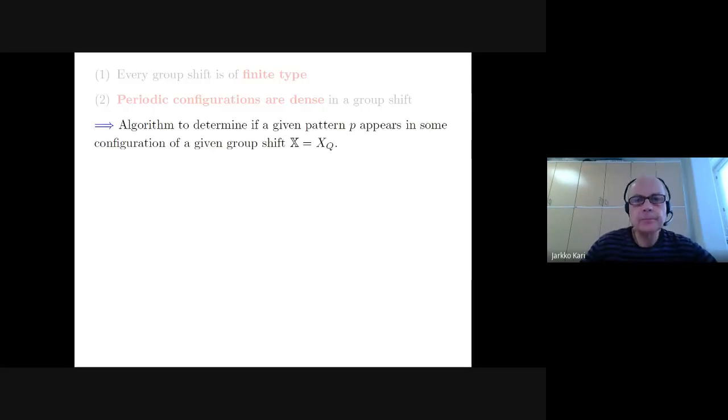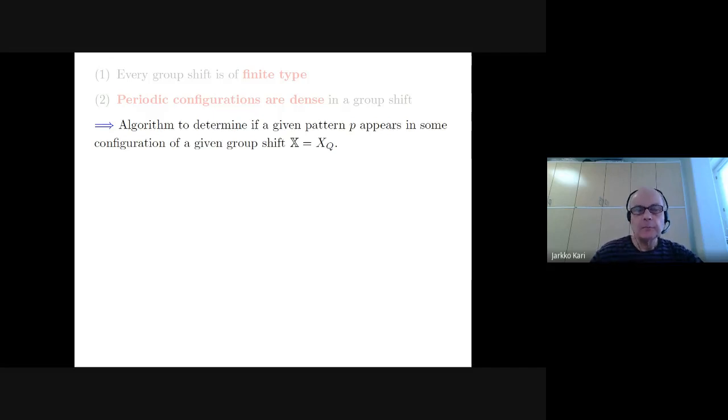So the first algorithm tells you whether, if we are given a finite pattern and we are given a group shift, where the group shift is given in terms of its forbidden patterns, then we can decide if this pattern appears in some configuration of the group shift.